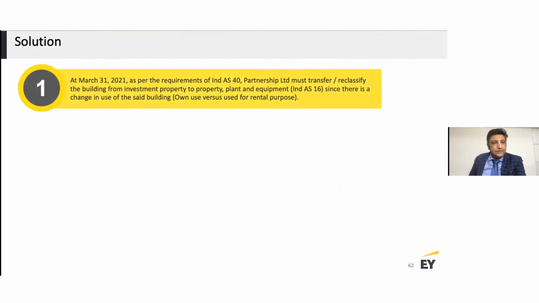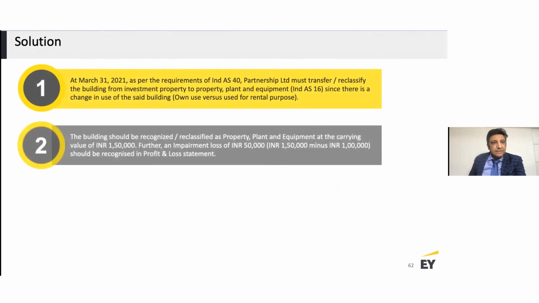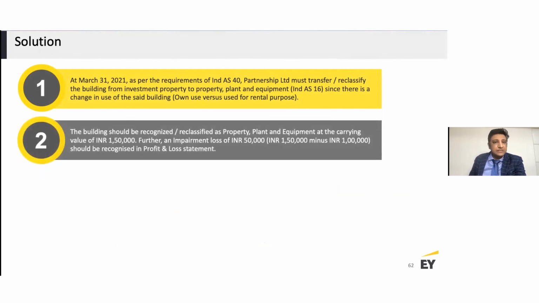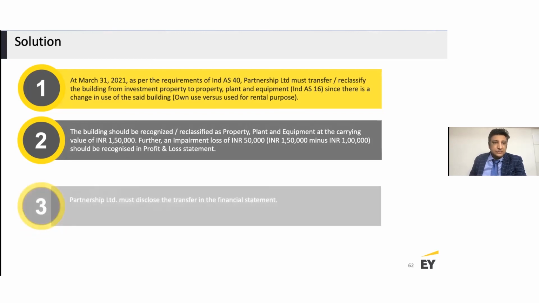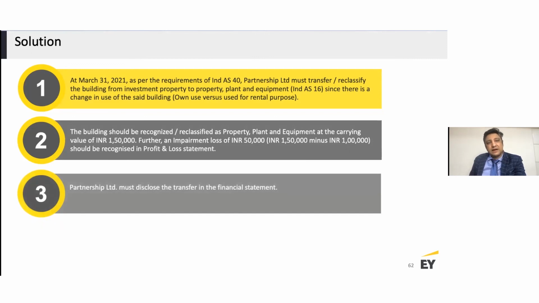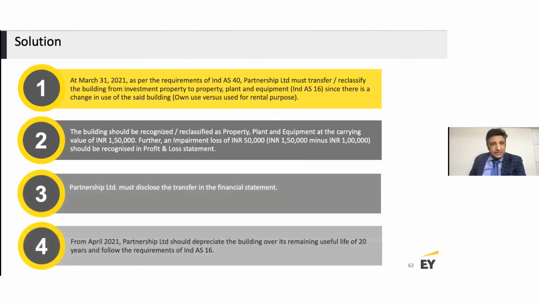As at 31st of March 21, as per Ind AS 40, the company must transfer or reclassify the building from an investment property to property, plant, and equipment since there is a change in the use. All right. The second part is the building should be reclassified as property, plant, and equipment at the same carrying value. Now, since the recoverable amount of this building is less than the carrying value, we need to recognize a loss and charge it to the P&L, and the transfer has to be disclosed, by the way, in the financial statements.